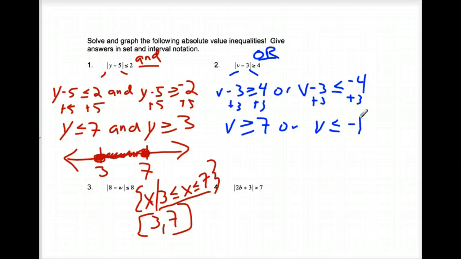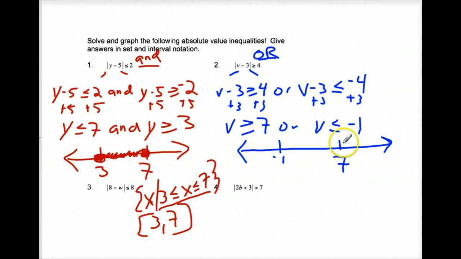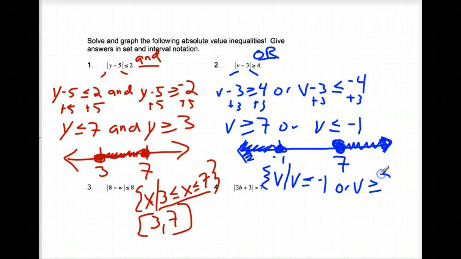Graph it. Can I write it in set notation? Sure, Kev. -1, 7. Traditional ors, you've got filled in circles going out. Kevin, what would the set notation be? All b such that b is less than or equal to -1, or b is greater than or equal to 7.